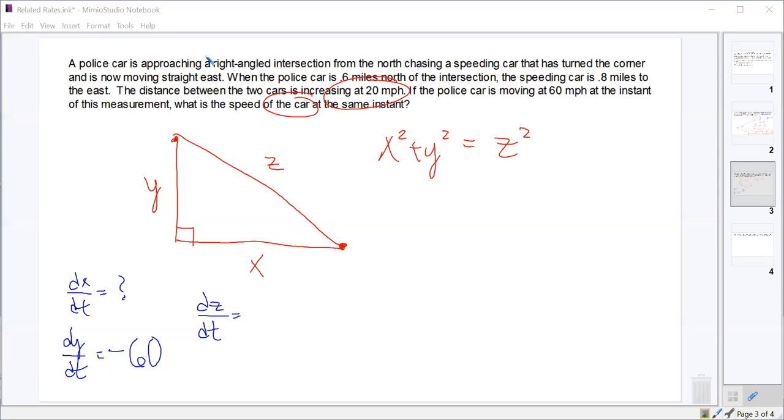And what about dz dt? 20? Exactly, it should be 20. That's given to us. And is there anything else we know? We know that at the instant we're interested in, the y value, the police car, is 0.6 of a mile north. And it also gives us x is 0.8 of a mile, doesn't it? So we know x and y, and we know dy dt and dz dt. We're looking for dx dt. I think we're ready to take the derivative of this Pythagorean theorem with respect to t. What do you guys think?